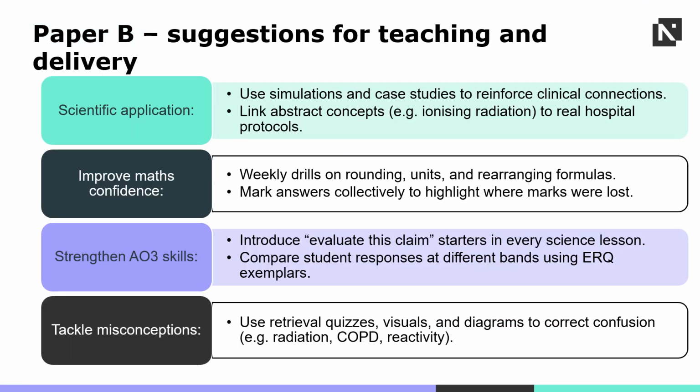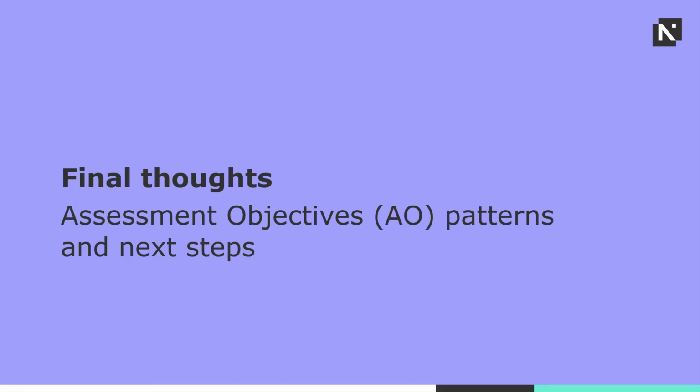To help students succeed in Paper B, strengthen their ability to apply science by connecting abstract content to clinical scenarios. Prioritize maths accuracy, especially in presentation of final answers. Scaffold AO3 through structured evaluation activities, modelling and peer comparison. And finally, combat key misconceptions through targeted retrieval and visual teaching strategies.